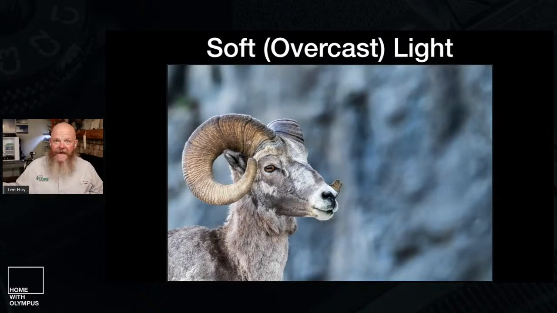What are you doing? Overcast light? Listen, this is very important. You can shoot all day easy. You notice there's no shadows. This is a Rocky Mountain Bighorn sheep and glacier from last month.